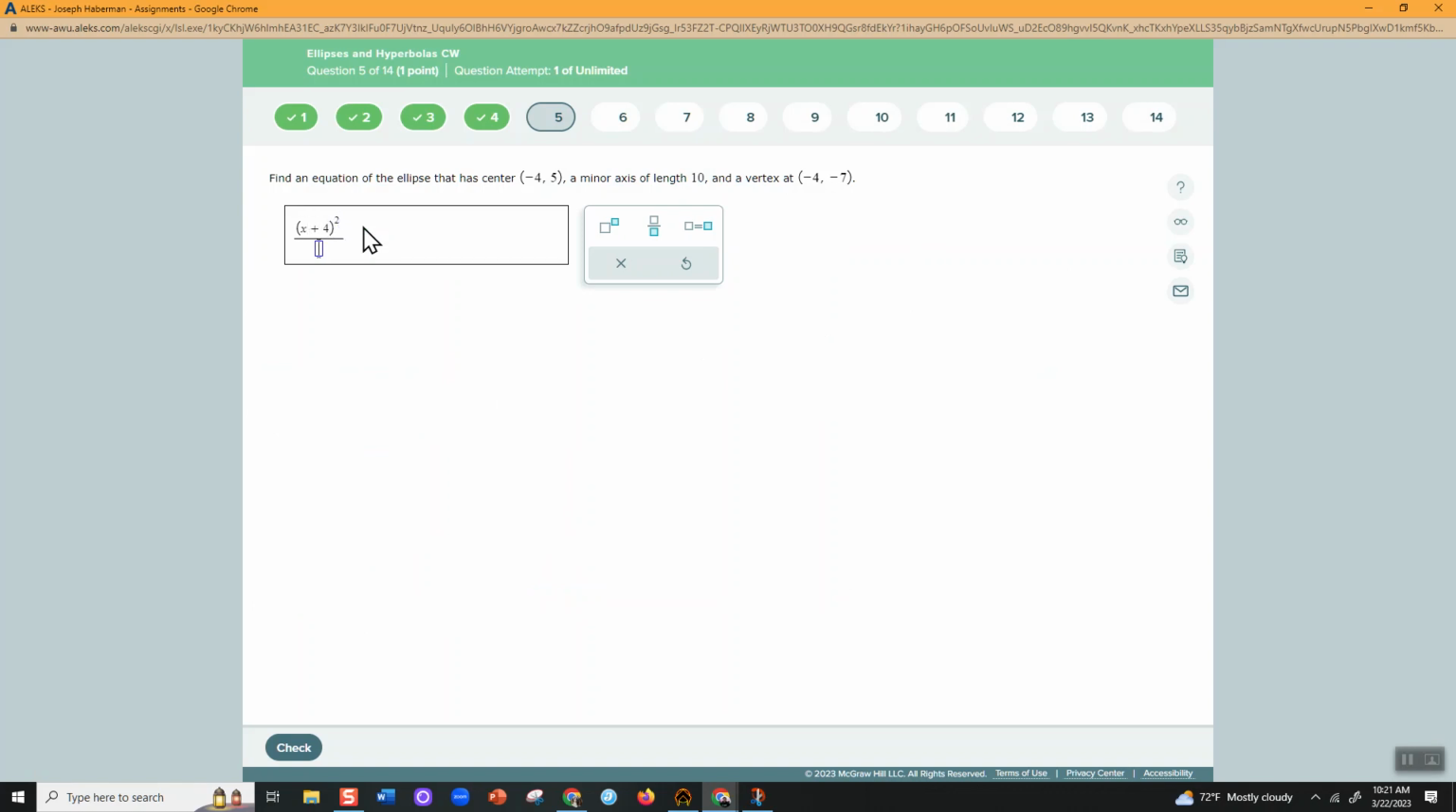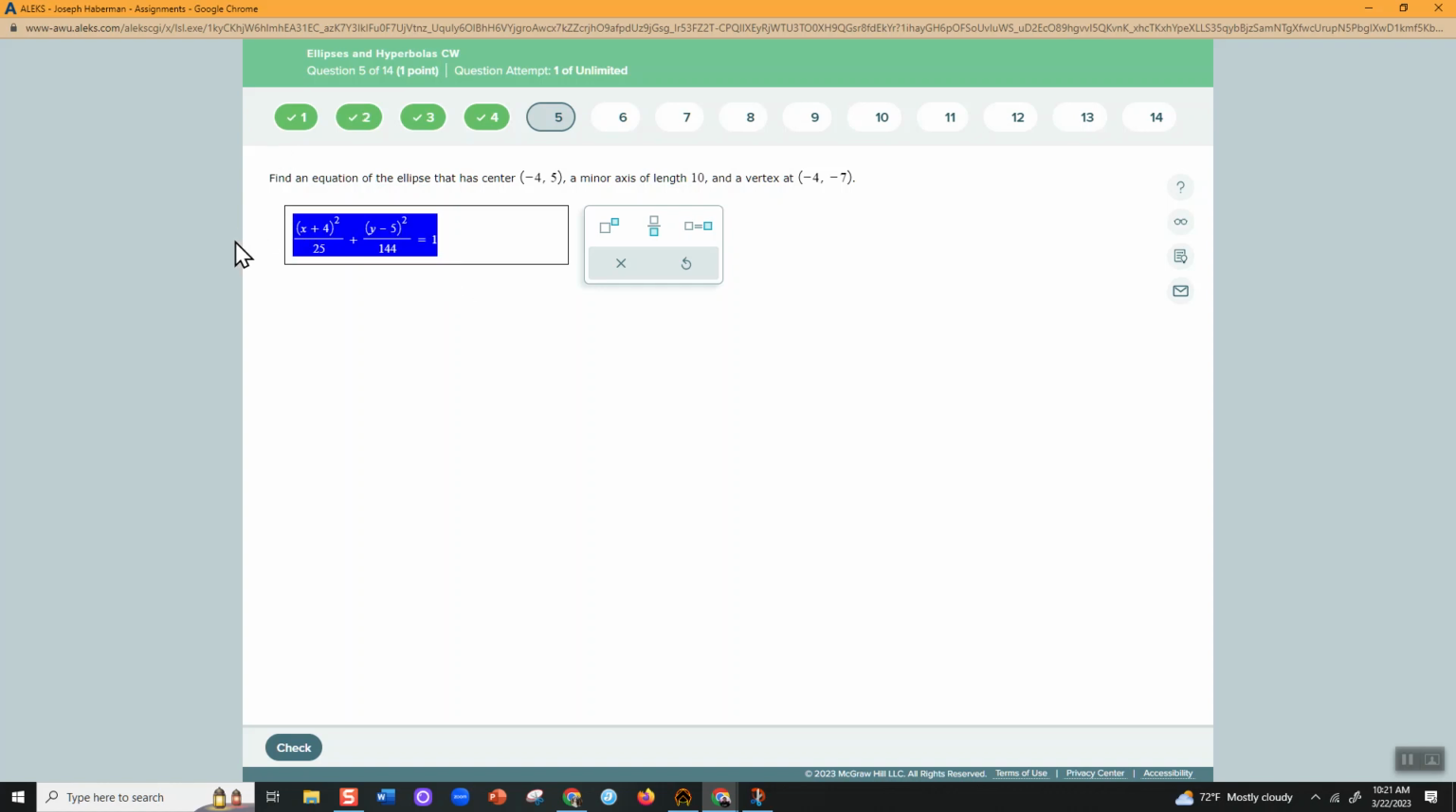Squared over 25 plus y minus 5 squared over 144. Don't forget the equals 1. I do that so many times. It's very annoying. Don't forget the equals 1.